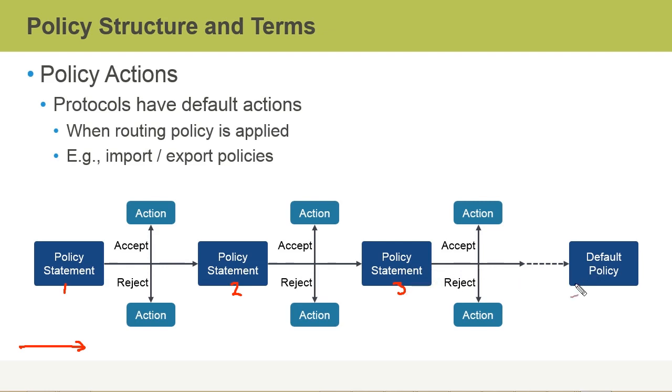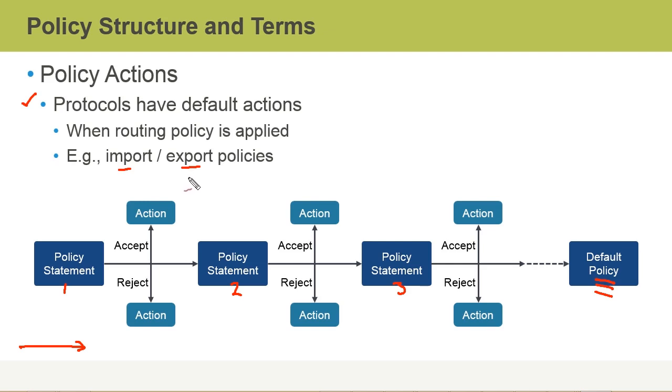What's important is, at the end of the line, what if there's no criteria that matches the information that's coming in? After the third policy statement, what happens? Well, there are default policies that exist. A lot of people ask, what is the default policy? But it's important to note that each protocol has different default policies in place. These default policies also depend on whether we're talking about importing or exporting. Importing is when information comes into your router. Exporting is when your router advertises routing information out. So there are different default policies depending on whether we're talking about import or export.